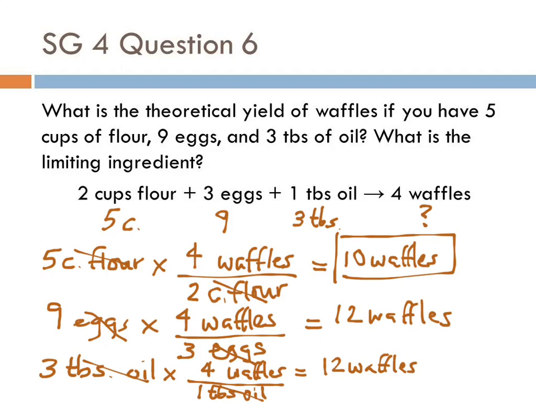So what's the limiting ingredient? It's the flour. So we just circle the flour. You can just circle it and then write LR over here, and that makes perfect sense to me. Or you could write flour is the limiting ingredient, but somehow you have to indicate that flour is the limiting ingredient. Any questions? Okay, so then you get to do number 7 and figure out the tricycle factory.